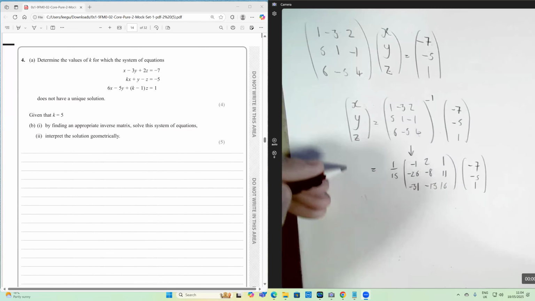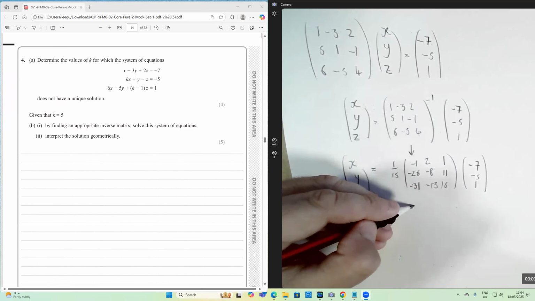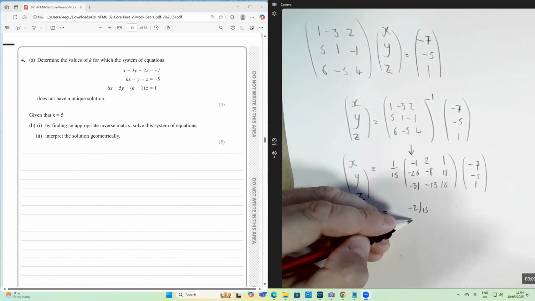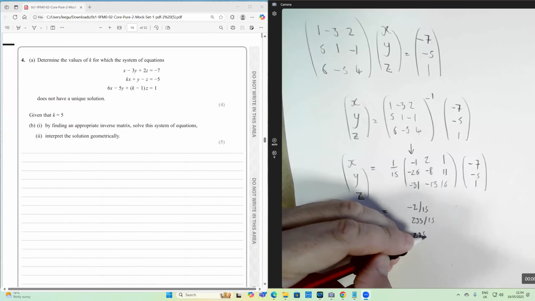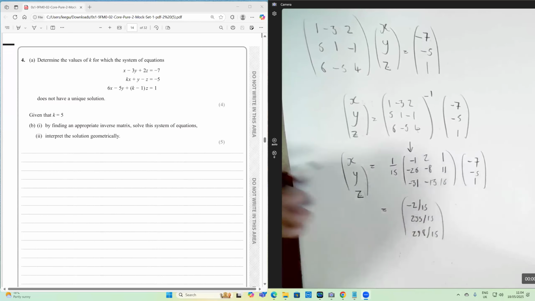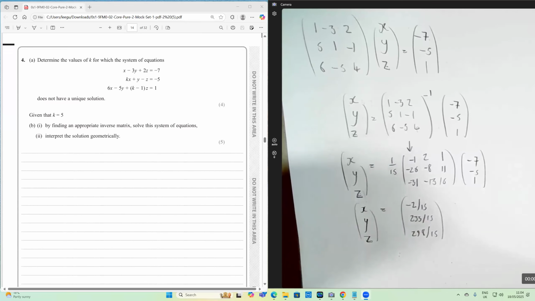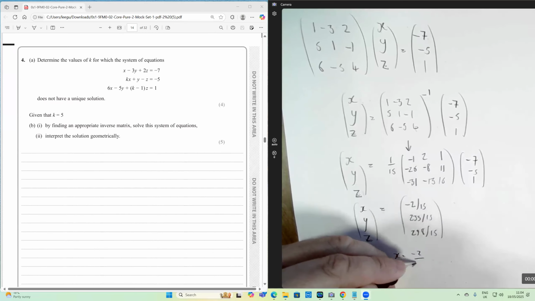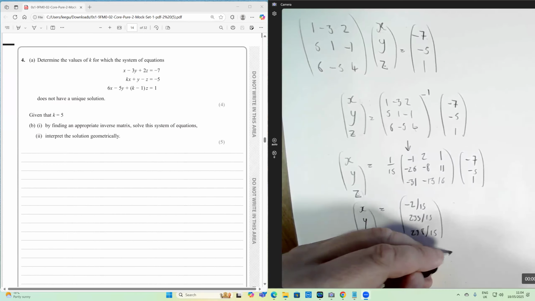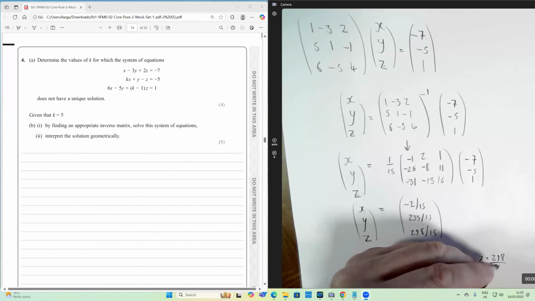Again, it's perfectly fine to use our calculator to do that. Okay, and when we do that, we get the following. We get -2 over 15, 233 over 15, and 298 over 15. And that is our x, y, z, and we found the solution. So our solution to this system of equations is that x is equal to -2 over 15, y is equal to 233 over 15, and z is equal to 298 over 15.